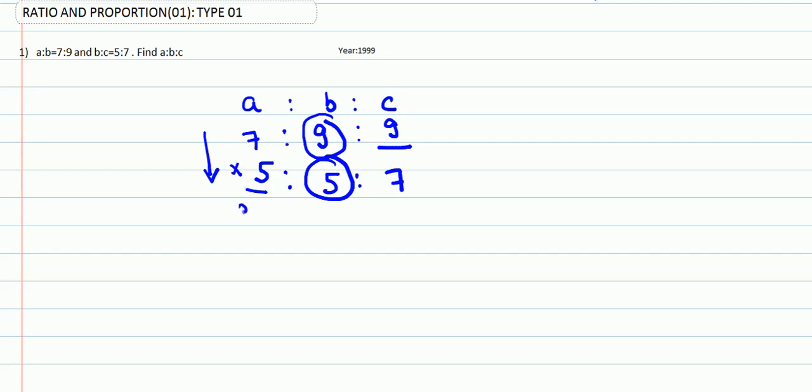So 7 into 5, 35, 9 into 5, 45, and 9 into 7 is 63. Here's the answer.